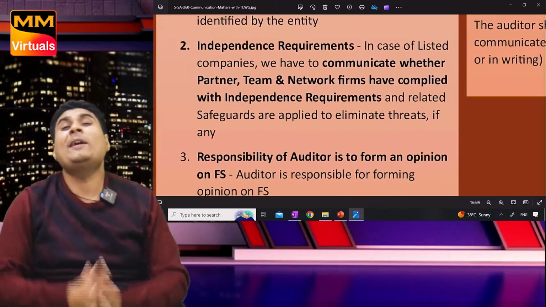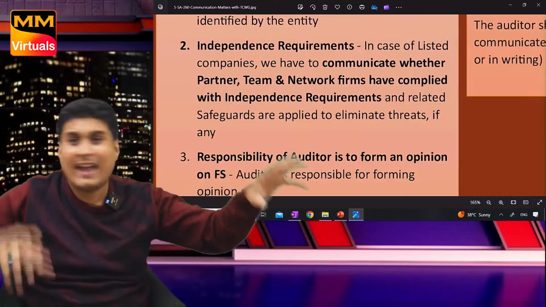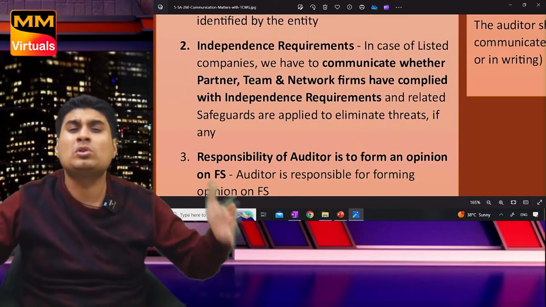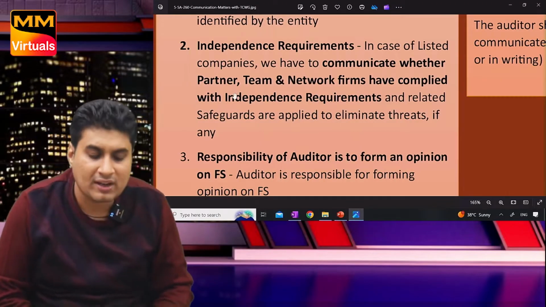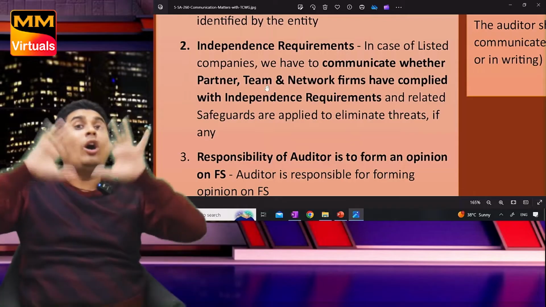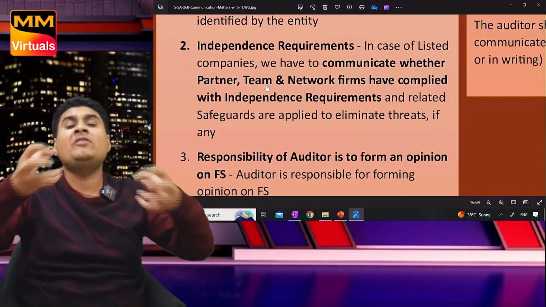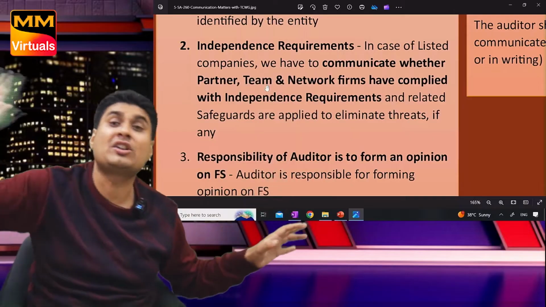Second, independence requirement. In case of listed companies, we have to tell them we and our team are independent. We are nowhere related to the company. So audit will be done in unbiased way. We will communicate whether partner, team, and all our network firms. You know what's network firm? Many times we have 10 firms under me. All these are also independent. They have also not purchased shares of company.